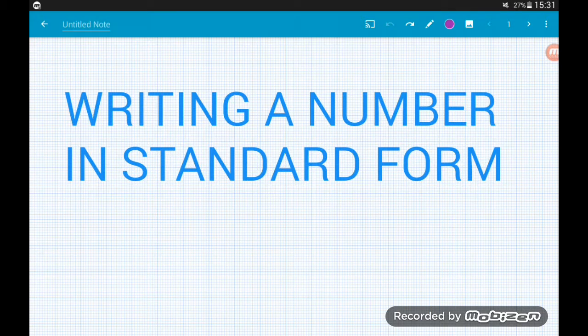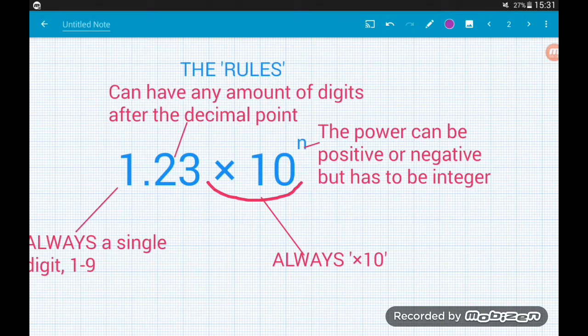So before we get going, let's have a cheeky little reminder of what standard form is. Standard form is a way of writing either really big numbers or really small numbers in a more compact, usable way. Any number written in standard form will look something like this. We always have a single digit before the decimal point, and that single digit has to be between 1 and 9. It's not allowed to equal 0. After the decimal point we can have as many digits as we like, that doesn't matter.